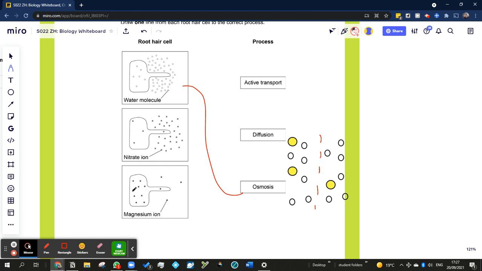Well, it shows us that in the bottom case, we have a high concentration on the inside and a low concentration on the outside. So moving that into there would be against the concentration gradient, which means that it would have to be active transport. The next one is diffusion. If the nitrate ion is going into that, now it's going from high concentration to low, so regular diffusion should be fine for that. So that's what I think are the answers. So I'll save that there.